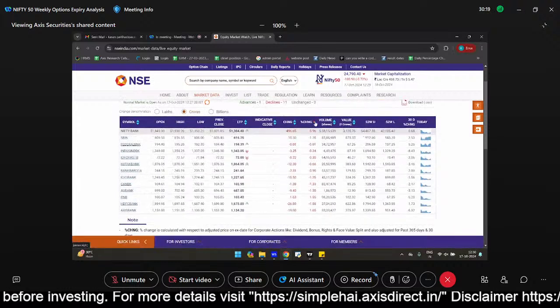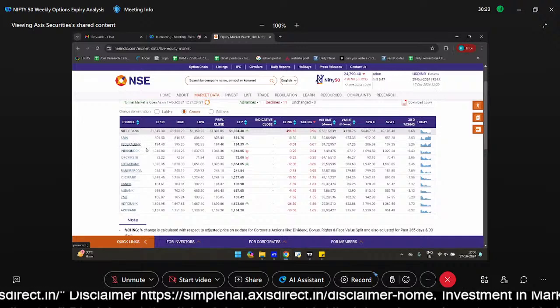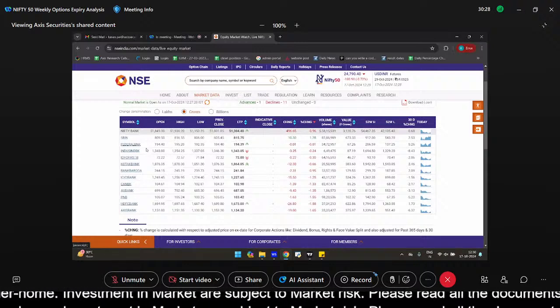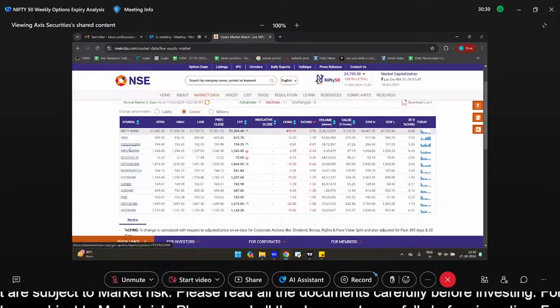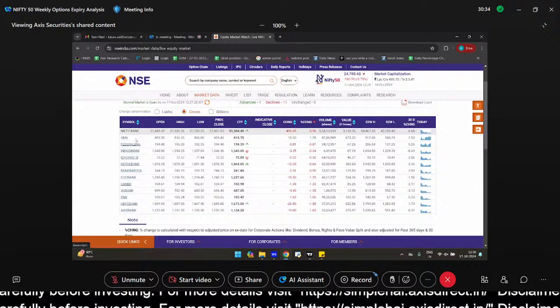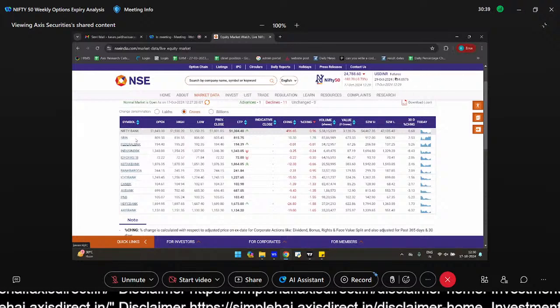And on the other side, if you look at something like SBI, Federal Bank, IndusInd Bank, they seem to be holding on to their gains, especially SBI. Sorry, Federal Bank just turned negative. IndusInd Bank is also a bit negative, but SBI is the only stock that seems to be holding on to its gains.